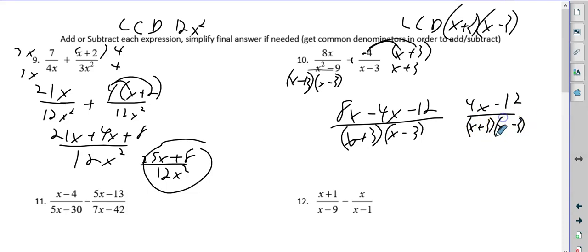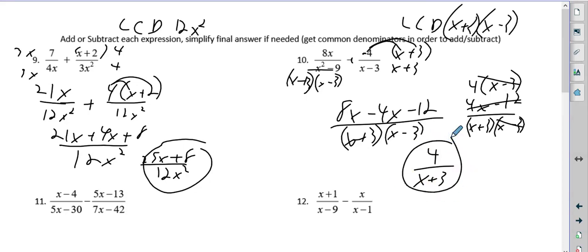But we're not done yet because I can take a 4 out of here and get x minus 3. And look what happens. I can do some more canceling and end up with 4 over x plus 3. You always want to check, can I do more? Is there more simplifying that can happen? Is there more canceling that could happen?